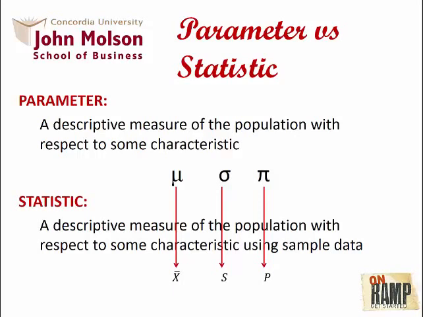When there are measures about the population, you will learn that we use Greek letters. Mu, this is the Greek letter mu, sigma, and pi. Mu stands for the mean in the population. Sigma, the standard deviation in the population, and pi, the proportion. We don't worry about the significance of these parameters yet, because we will see that in different modules.